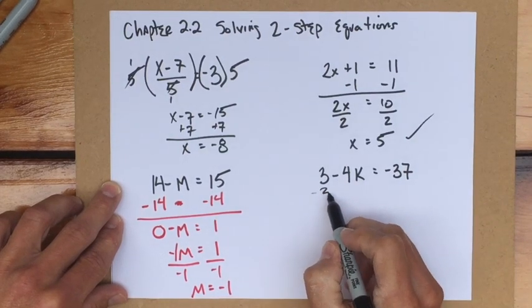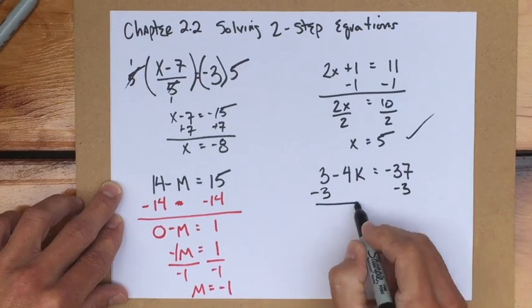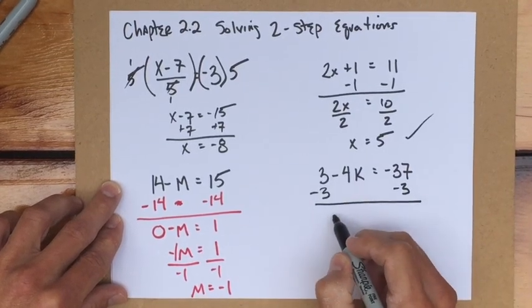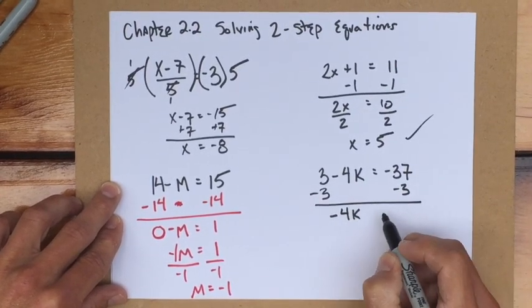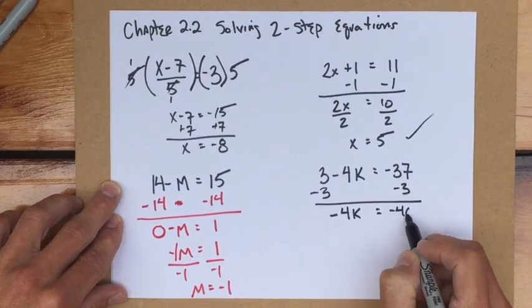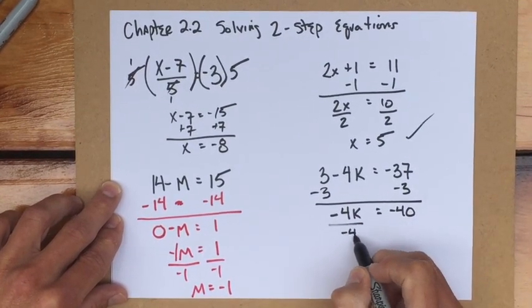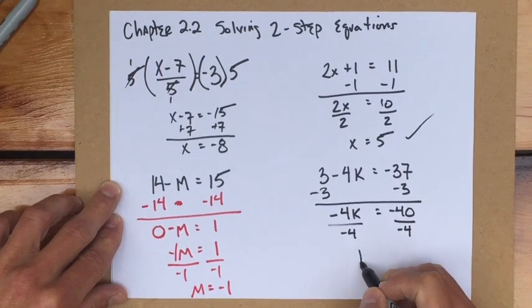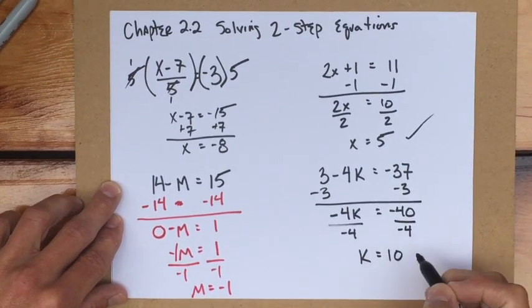I'm going to get rid of the 3 first by doing minus 3. I'm going to bring the minus sign down and become negative 4k. That's how I'm going to use it and talk about it in class. This becomes negative 40. I'm going to divide both sides by negative 4, and I get k is positive 10.